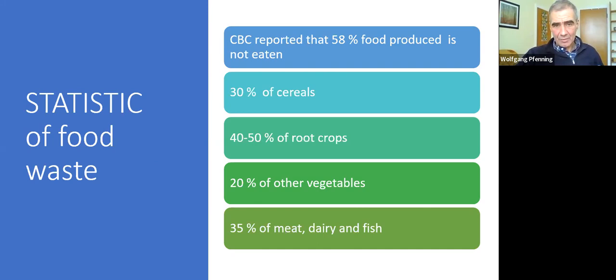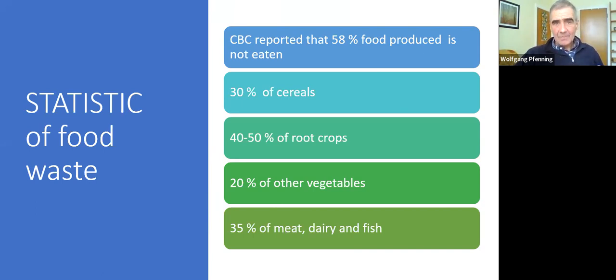And in this case, it breaks down into 30% of the cereals, bread, cookies, crackers, whatever, that is not being consumed. A lot of statistics could be made on where along the line it gets lost. It goes on with 40 to 50% of root crops, 20% of vegetables. And what strikes me, 35% of meat and dairy and fish is not being consumed. I always thought that this industry would have things more under control and you can keep them longer. So I don't know. I didn't do more research into this other than take what I could read.